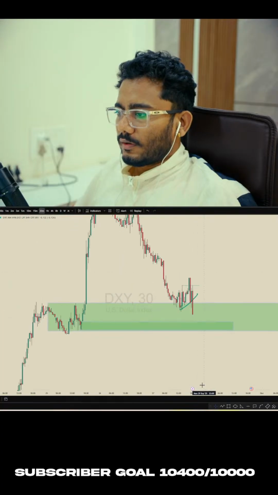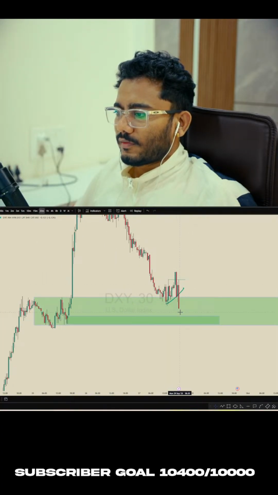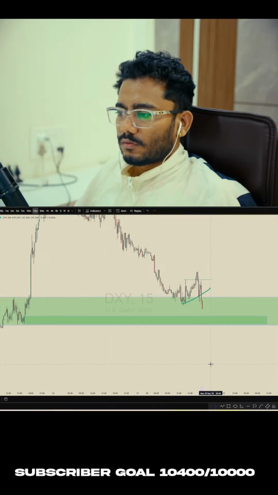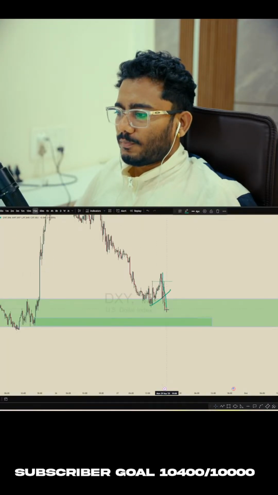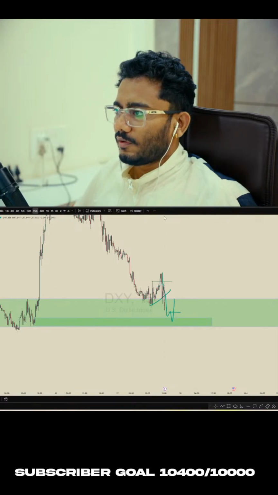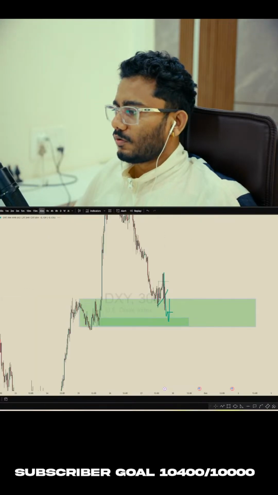So we could see that reaction is coming here. Price is sweeping this liquidity, and from here price should react, like it should give some kind of engulfing. Then only we look for buy or sell from EU.